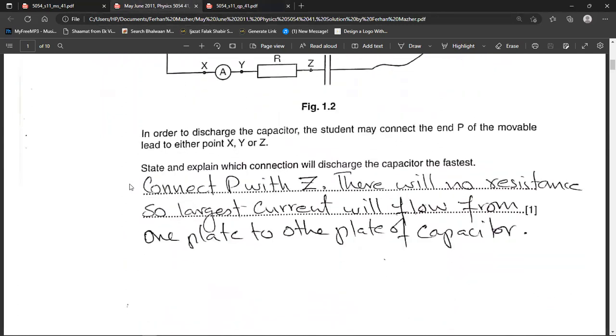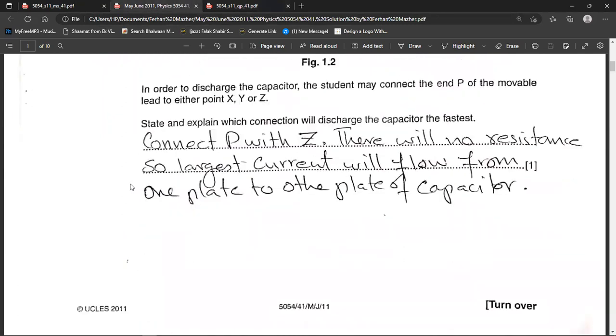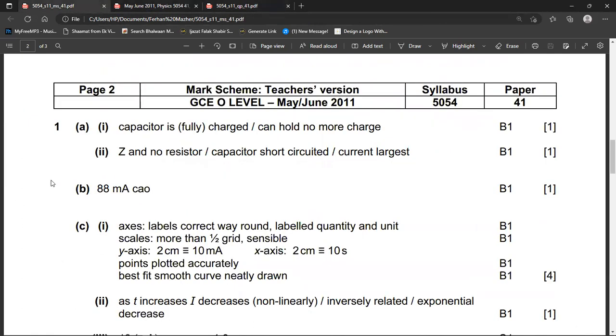So here is my answer. Connect P with Z. There will be no resistance. So the largest current will flow from one plate to the other plate of the capacitor, and the capacitor will very quickly discharge. Z and no resistor, capacitor short circuited, circuit current large. Okay, so our answer is right.